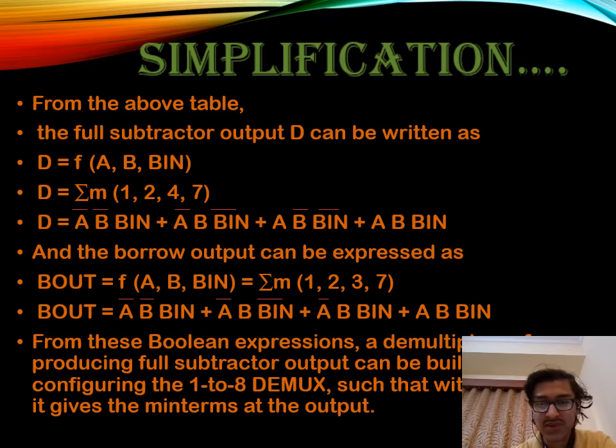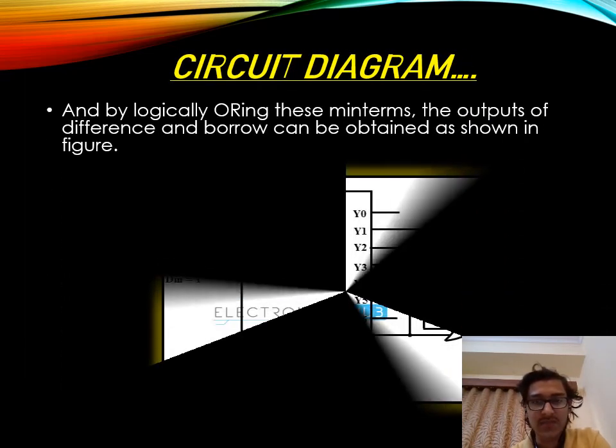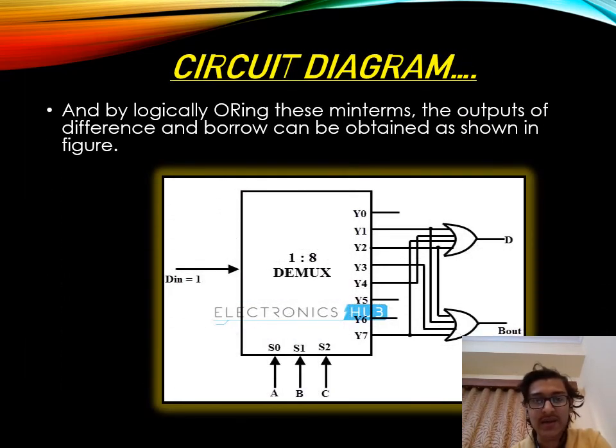From these Boolean expressions, a demultiplexer producing the full subtractor outputs can be built, configuring the 1:2 demultiplexers such that it gives the minterms at the output. Now I will tell you how the full subtractor output can be built. So this is the circuit diagram made using the outputs we got, and by logical ORing these minterms, the outputs of difference and borrow can be obtained as shown.